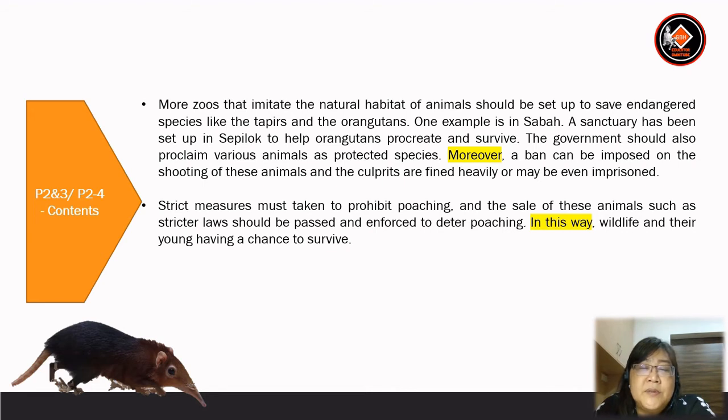Then we have another example here. Strict measures must be taken to prohibit poaching and the sale of these animals, such as stricter laws should be passed and enforced to deter poaching. In this way, wildlife and their young have a chance to survive.